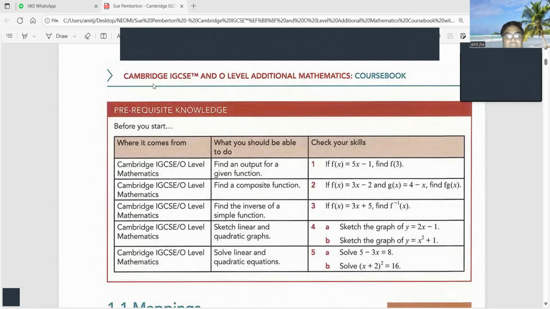Right now you see the topic: Cambridge IGCSE and O-level additional mathematics. I'm going to start. Whatever terms come up, I will explain accordingly, so no need to bother with that. I will try my best to cover the whole topic, or at least most of it, so that it will be completely clear to you. Okay.